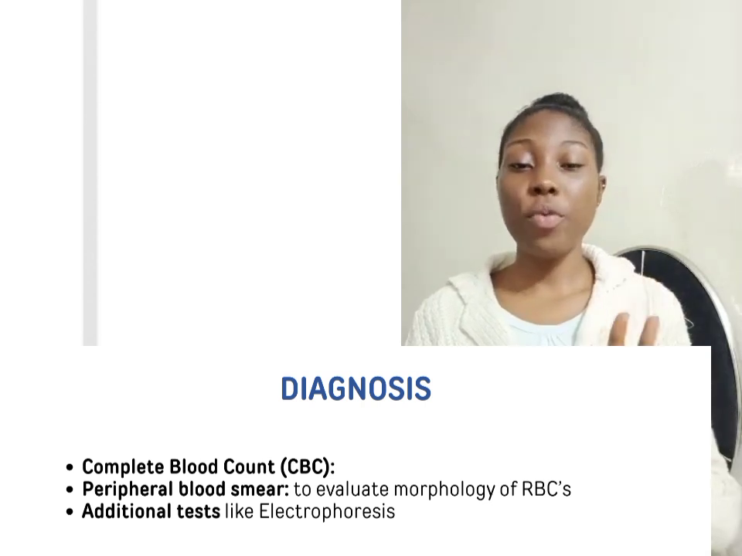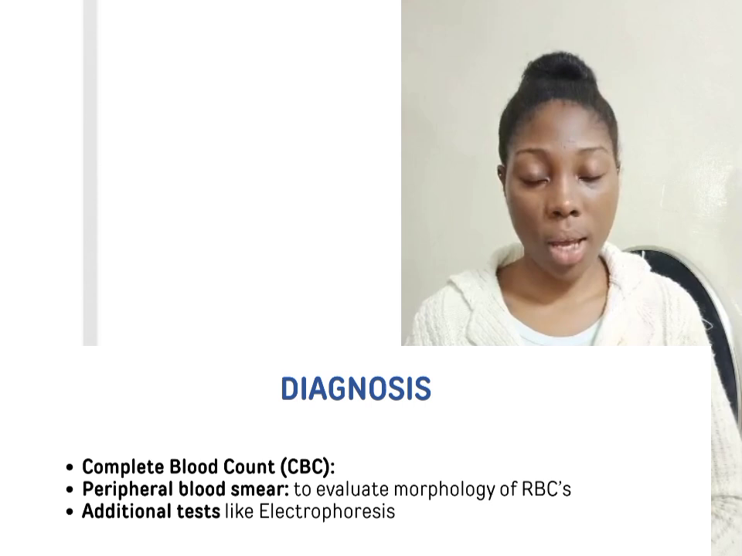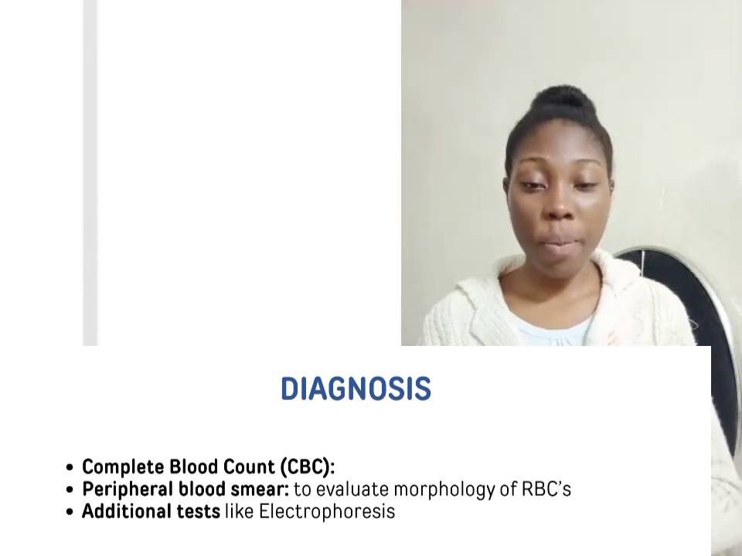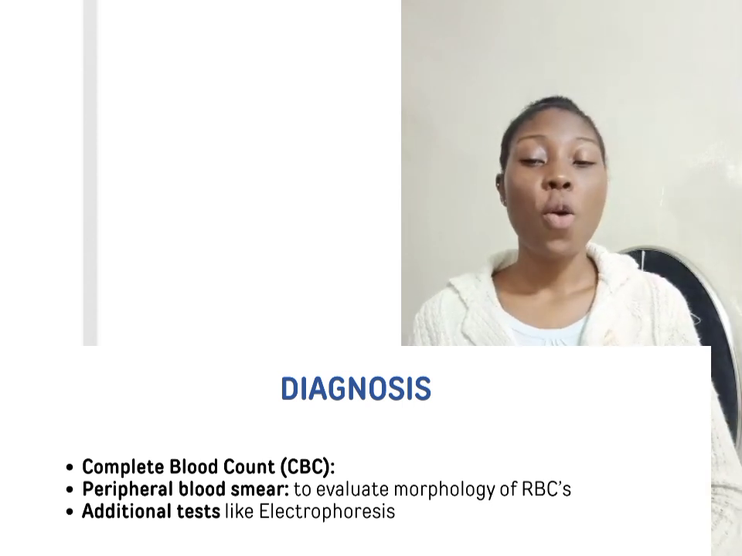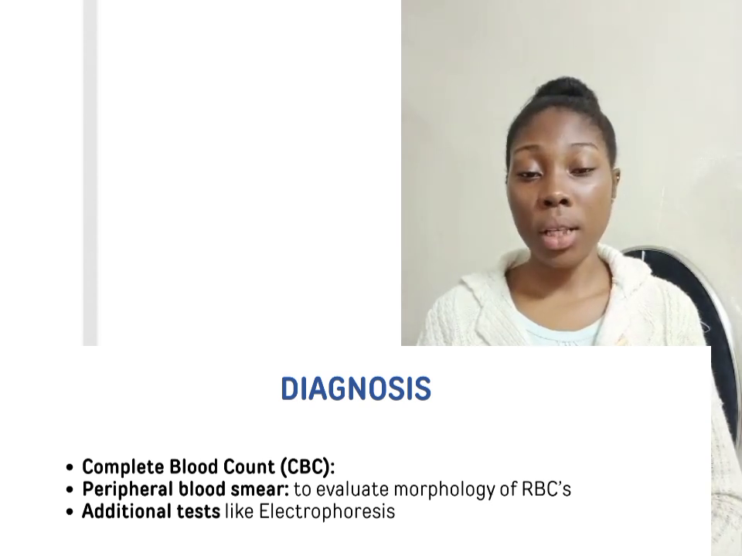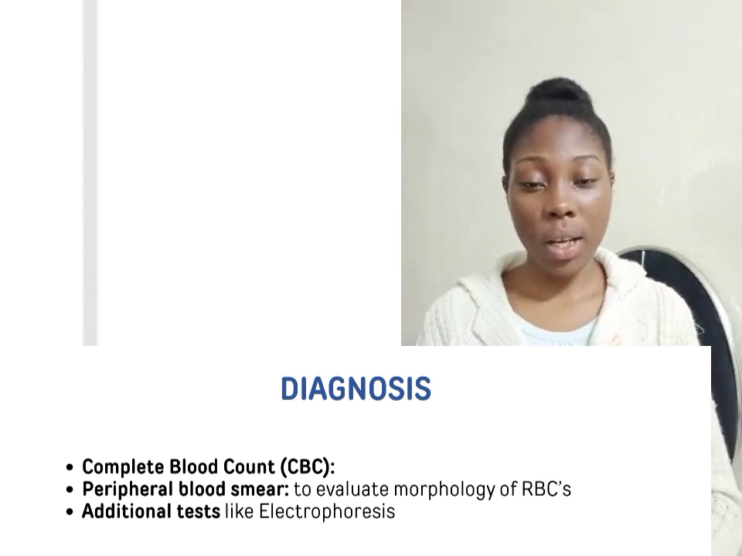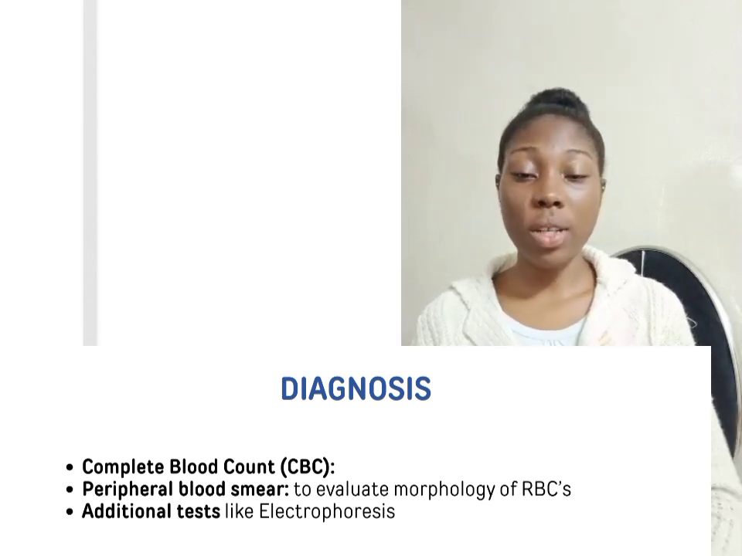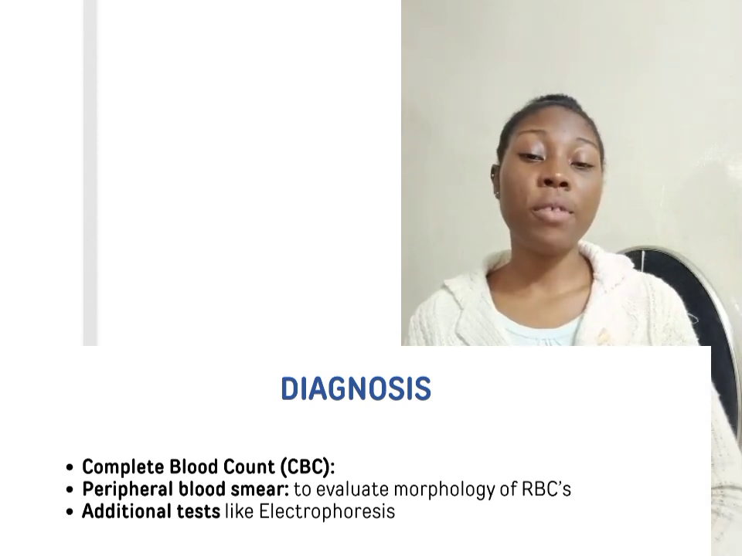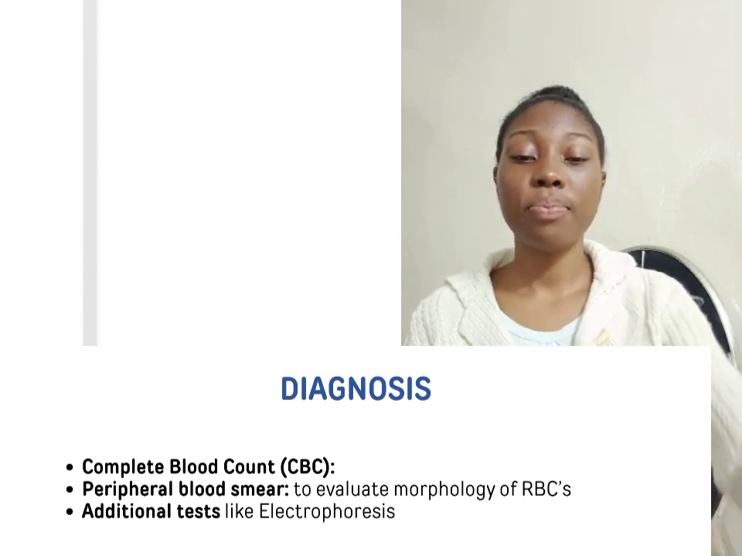For the diagnosis, we have three main diagnostic tests listed here below. We have the peripheral blood smear. This is used to evaluate the morphology, or the shape, of the red blood cells. We also have the complete blood count, CBC, which will be able to determine the hemoglobin level of the child more specifically. And we also have additional tests like electrophoresis, which are important to determine if this child has any other hereditary blood disorders.